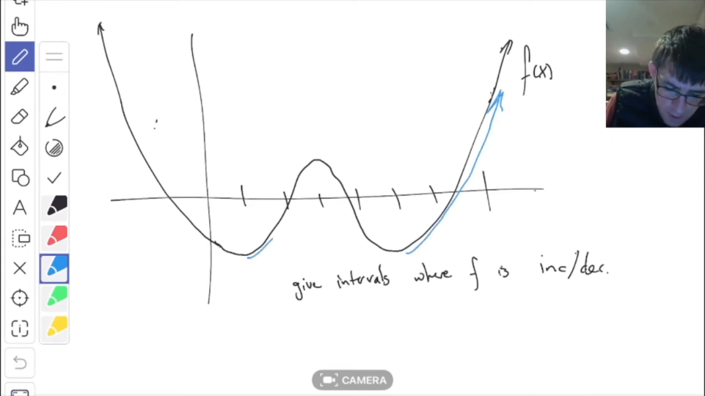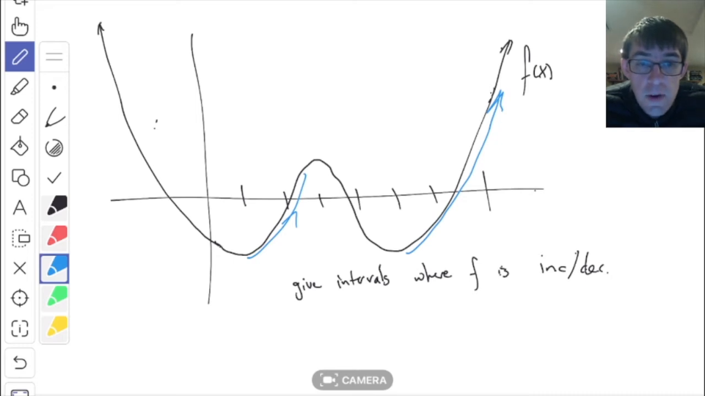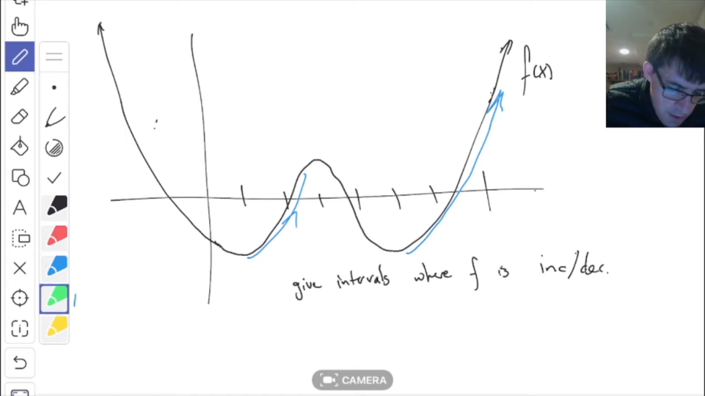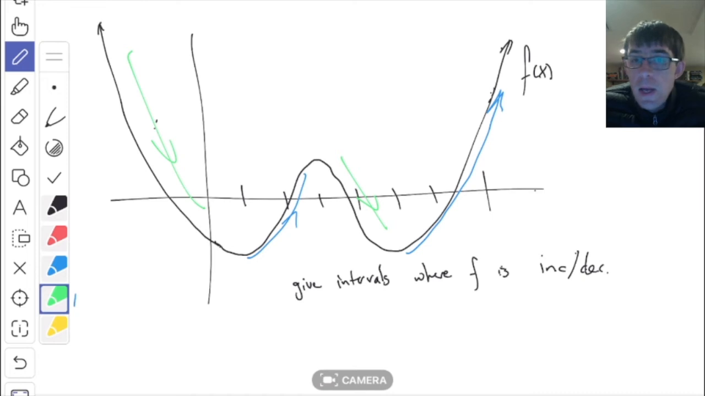Also here, you just need to look on the picture and try to identify all the areas in which it's moving up as you go to the right. I think actually that's all. Those two regions are the only places where it's increasing. And the other regions, it's decreasing. So like here, it's going down, and also here is going down. And that's all I'm asking.